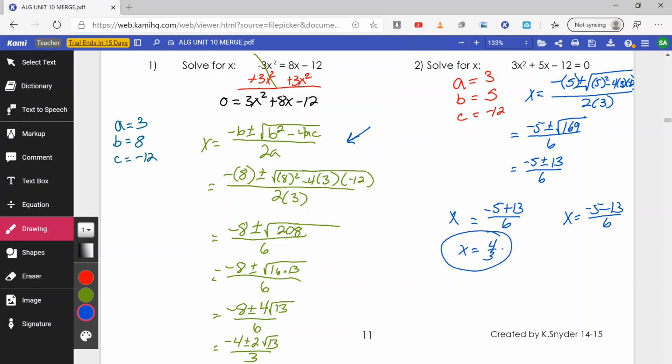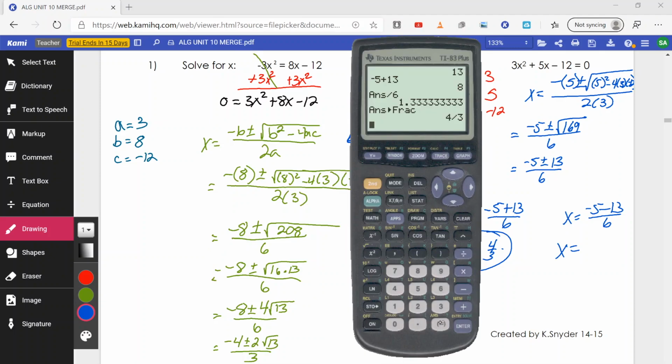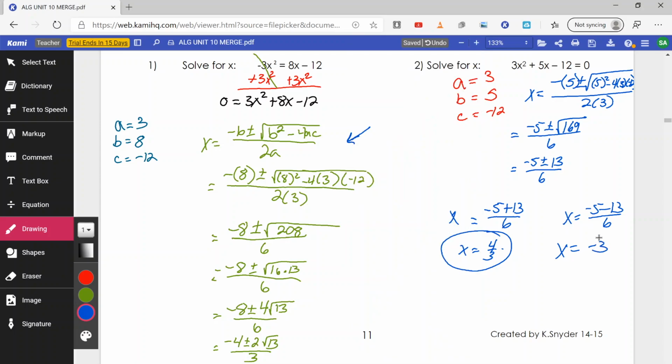So there's one answer. And then we're going to do the same thing with the other fraction. We have negative 5 minus 13. Gives me negative 18. And we divide it by 6. Gives me negative 3. So there are my two answers using the quadratic formula in number 2 here.